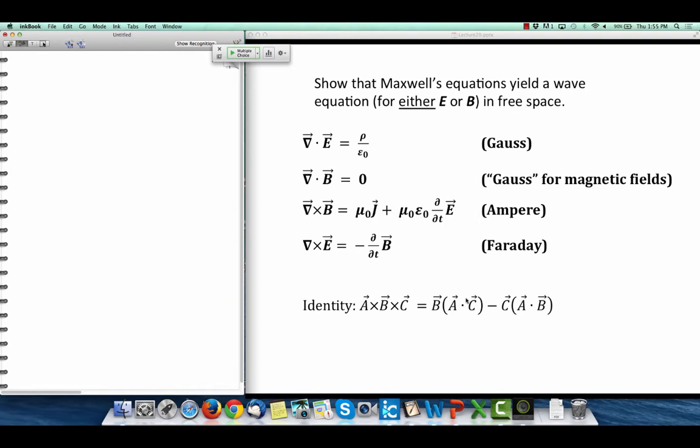Maxwell's equations, together with this identity, have Gauss's laws in differential form. Differential form is another way of saying local form. It only depends on what's going on at a point, and how things are changing at that point.